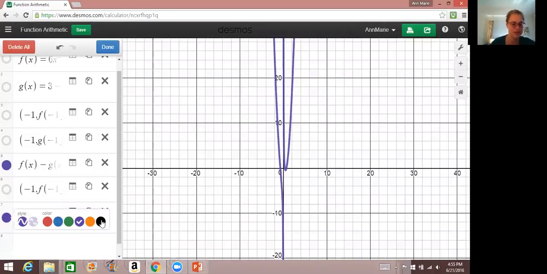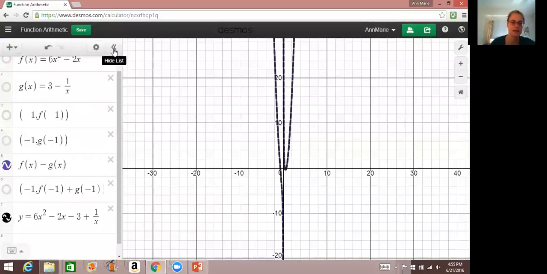I'm going to make this be black dotted so that I can see my other graph behind it. There we go. So now I can see whether or not they lay on top of one another. So the solid purple one is what Desmos thinks would be the correct answer. And this one is what I think is the correct answer, and they line up. So my algebra works.